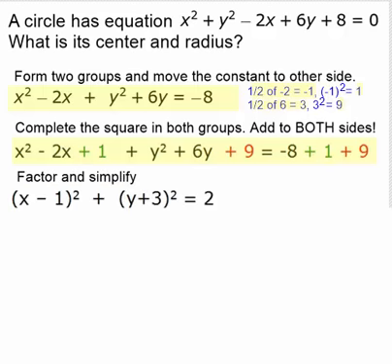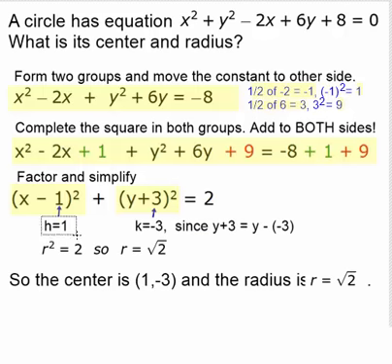And now we factor both the x and y groups. The x group factors into x minus 1 times x minus 1. The y group factors into y plus 3 times y plus 3. And we can simplify that into this perfect squared form. And now we have the standard form of our circle.